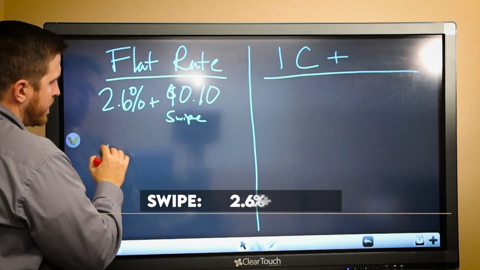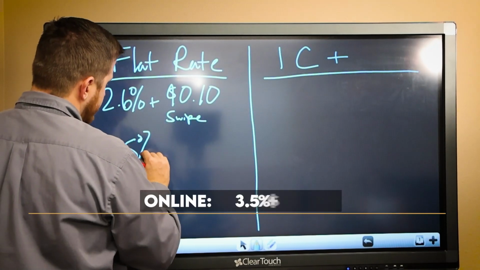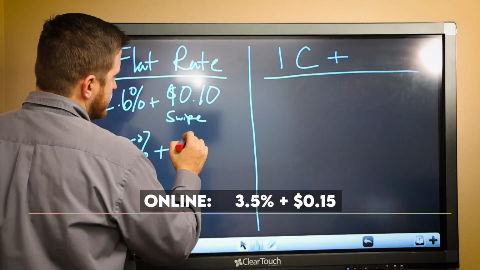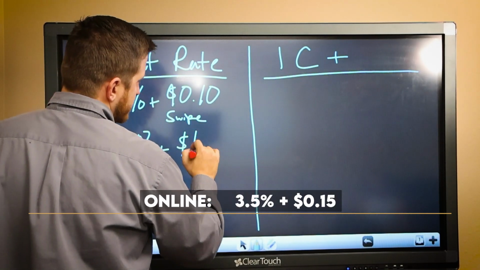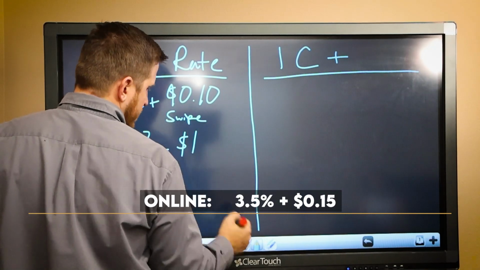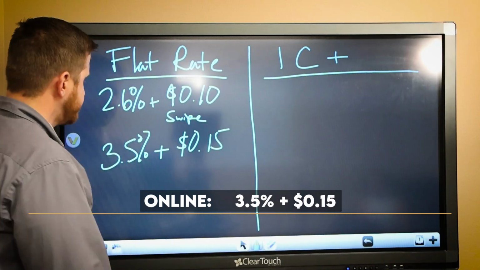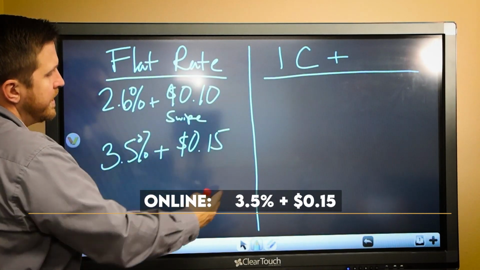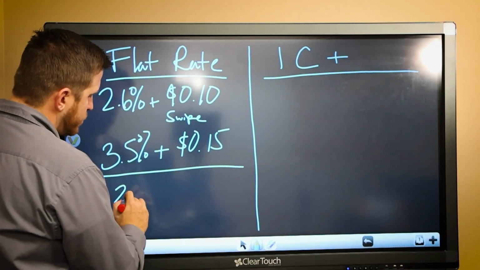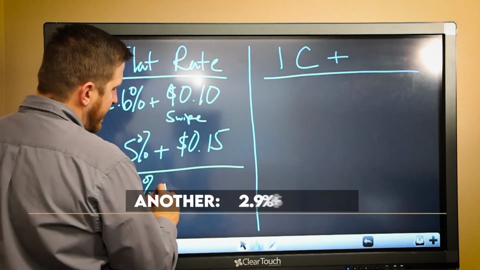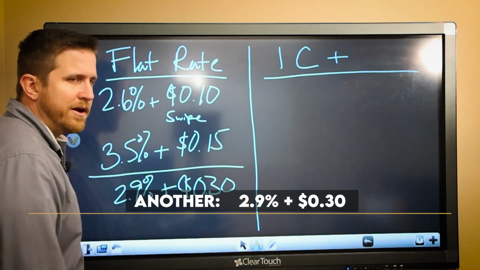And then for online transactions, it was 3.5%, right? And I want to say it was like either 15 cents or 30 cents or something like that, right? So here, let's go back. We'll go 0.15. So this would be a flat rate system. Other ones you'll see, it's all online, will be like 2.9% and 30 cents, okay? So this is what a flat rate looks like.